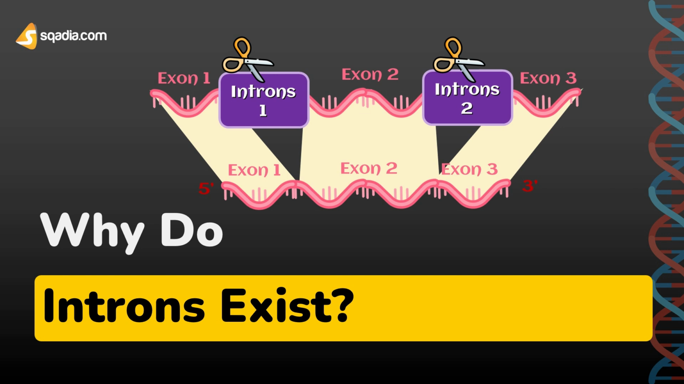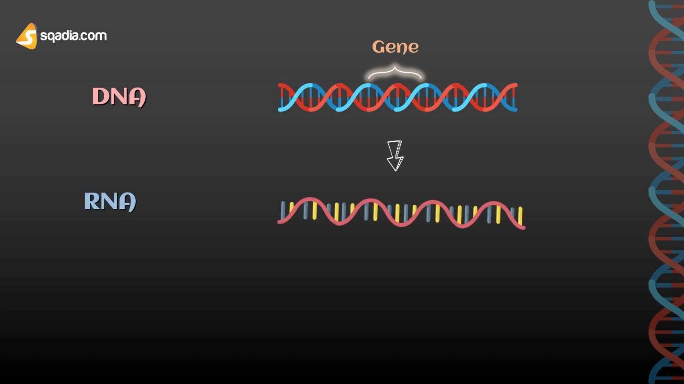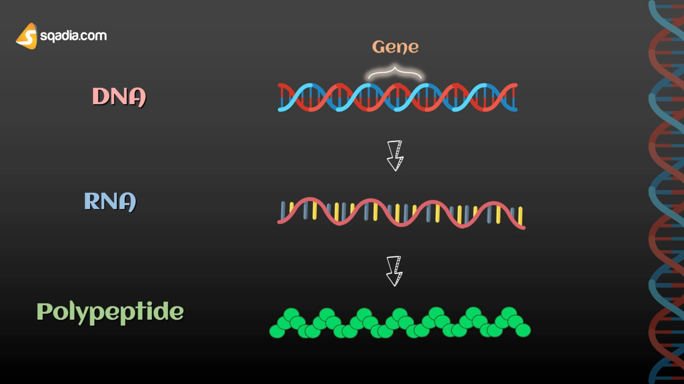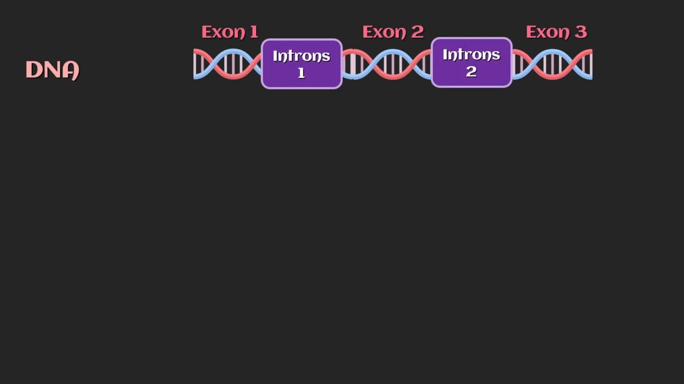Remember that DNA is a sequence of nucleotides. The simplest form of a gene is a length of DNA. RNA is a sequence of nucleotides. A polypeptide is a sequence of amino acids. DNA has exons and introns. Then there is RNA synthesis.